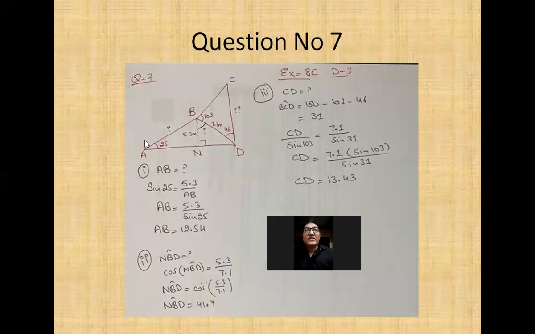So sine 25 equals to the perpendicular, that is 5.3, divided by the hypotenuse, which is AB. I want to know that. So I will take the AB to the left side. So AB will be equals to 5.3 divided by sine 25. Just enter this in your calculator and you will get the answer 12.54. So you see, this is how you find the length AB. A very simple and a straightforward question.